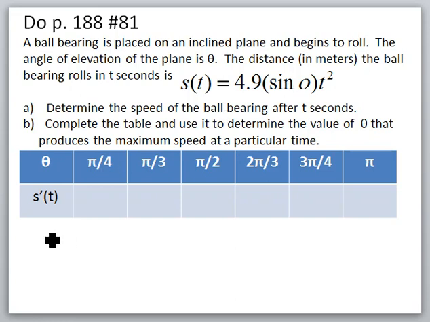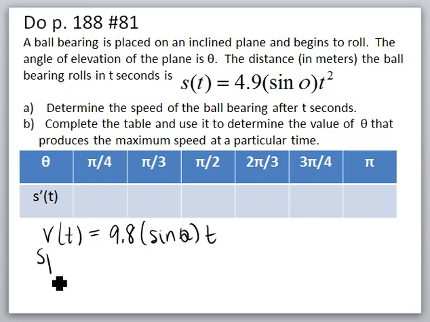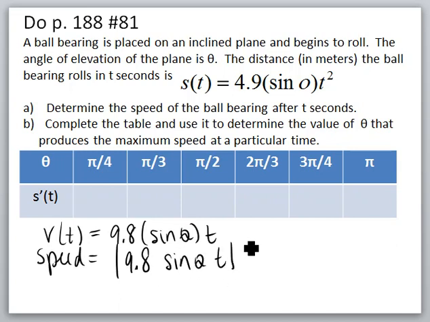We're just going to take the derivative, which gives me the velocity. That's 9.8 sine theta t. The speed of it is always the absolute value. So I've answered part A.